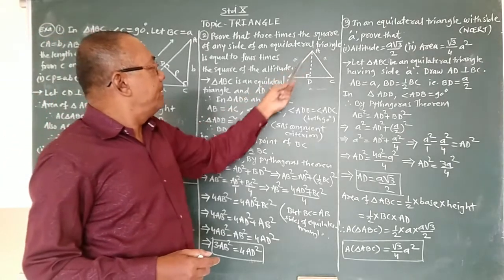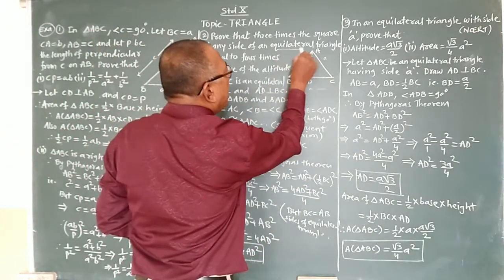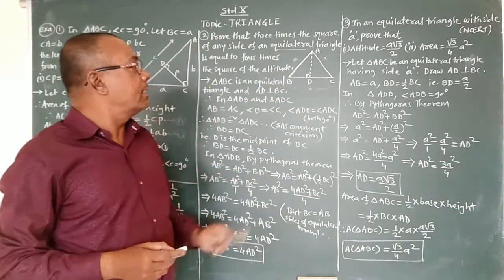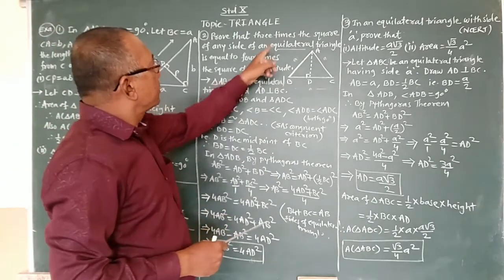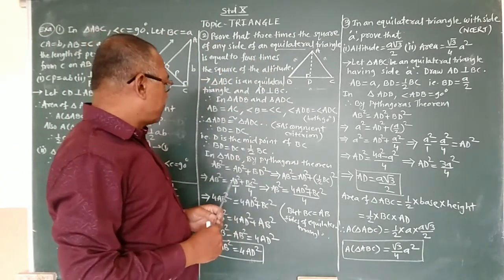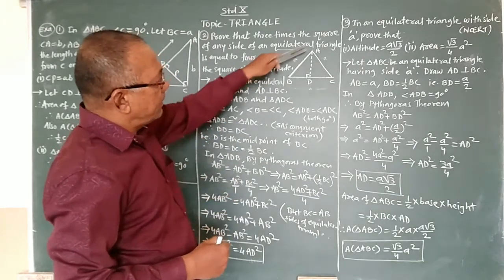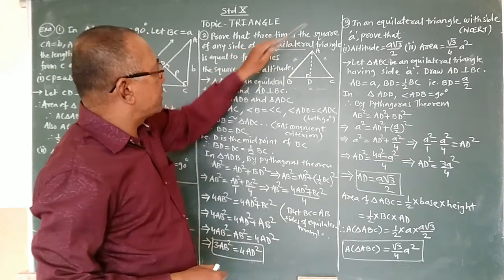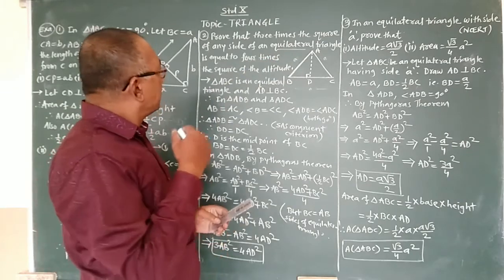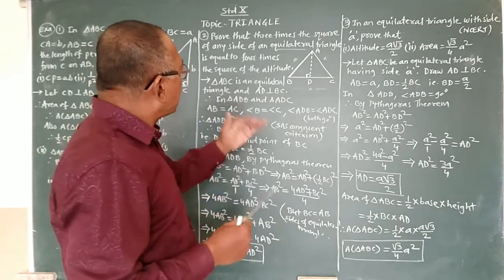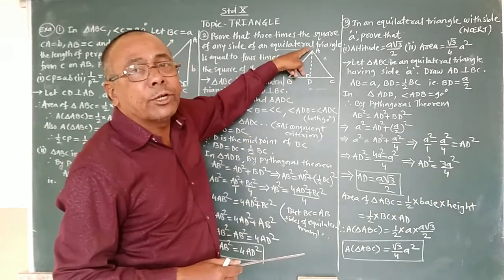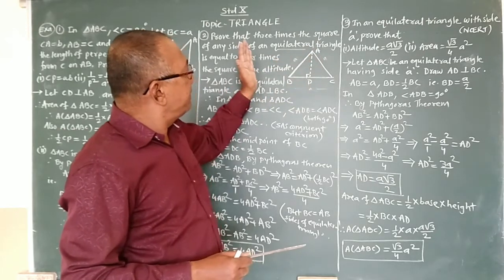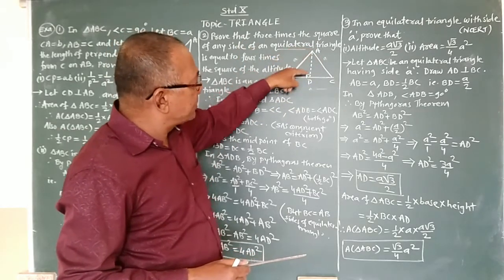Means triangle ABC is given here, an equilateral triangle. It is given that triangle ABC is an equilateral triangle, and we have to prove that 3 times the square of any side, for example AB square, is equal to 4 times the square of the altitude. Altitude means height of the triangle. Here AD is the height. So 3AB square is equal to 4AD square we have to prove.